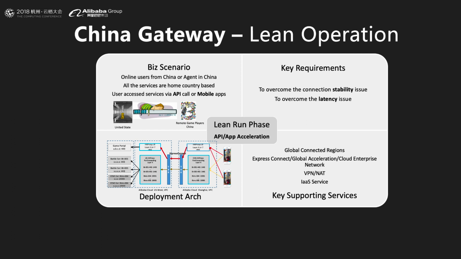For the companies in the first phase of China business operation, their business scenario is that all the services are home country based, and they have online users from China or agents in China, and China users access the services through API calls or mobile apps. So the key requirements for this kind of company are to overcome the connection stability issue and the latency issue. And the key to the corresponding solution is using Express Connect or the Cloud Enterprise Network service to ensure qualified global connectivity.